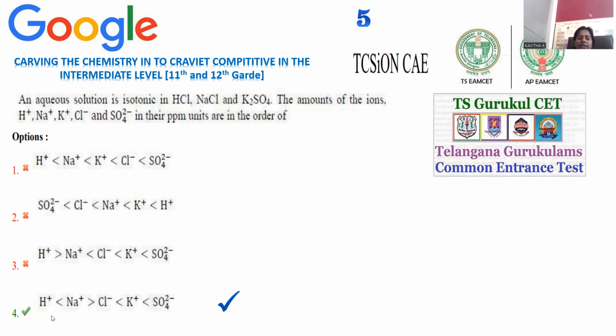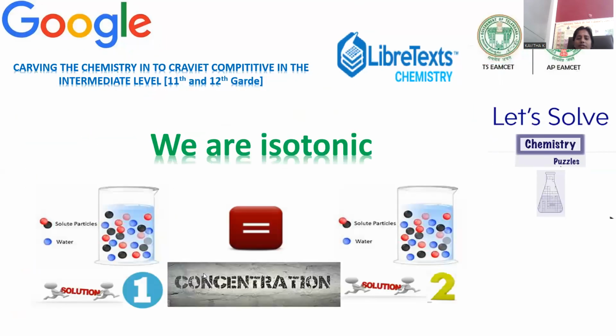So for that purpose, the correct answer will be H plus less than Na plus, less than Cl minus, less than K plus, less than SO4 minus 2. SO4 minus 2 has the highest amount, and this will be the order for the given question. Let's find how to solve this question.